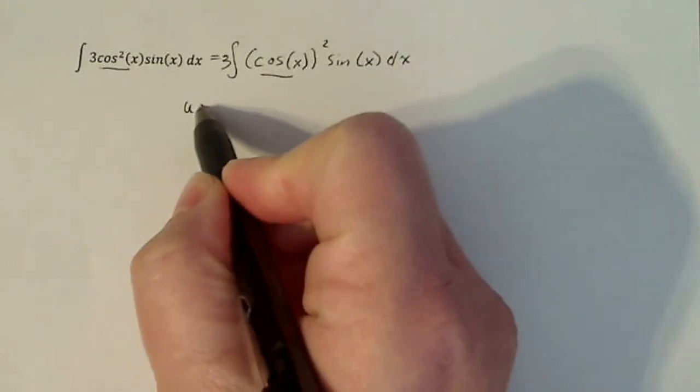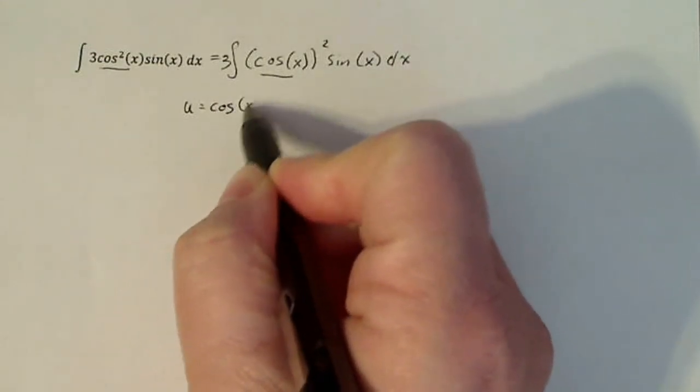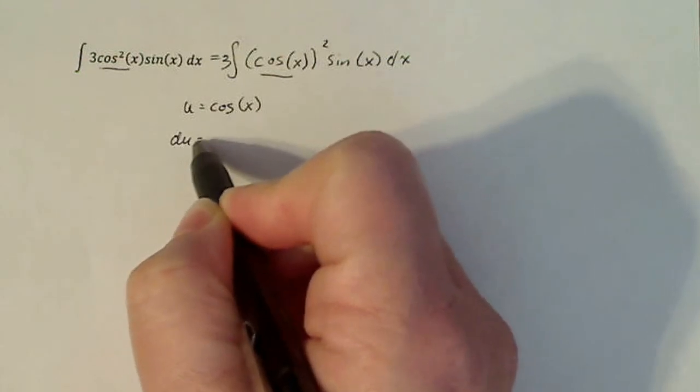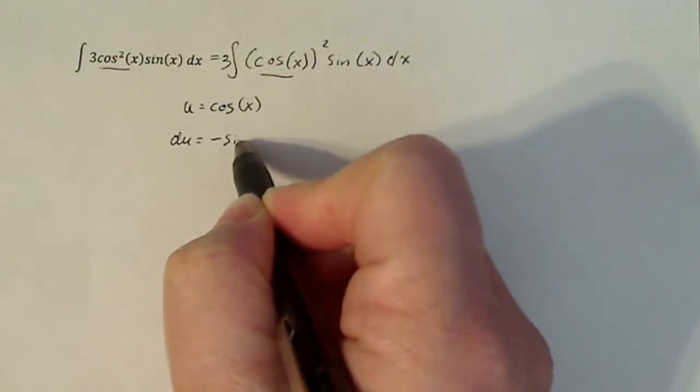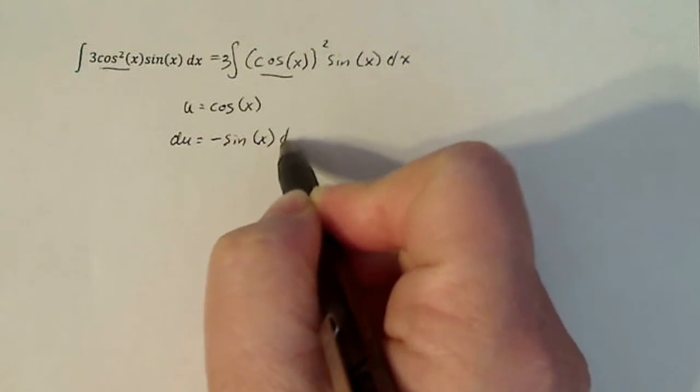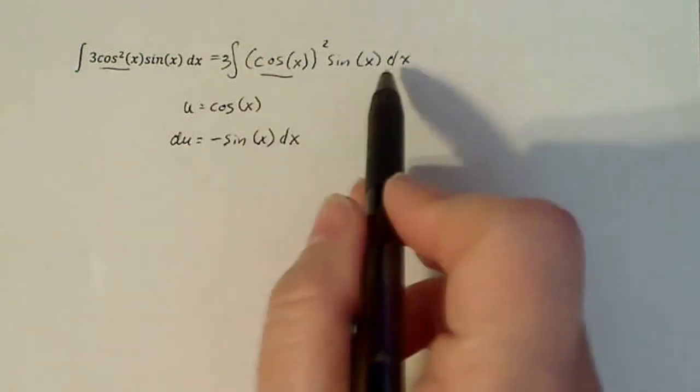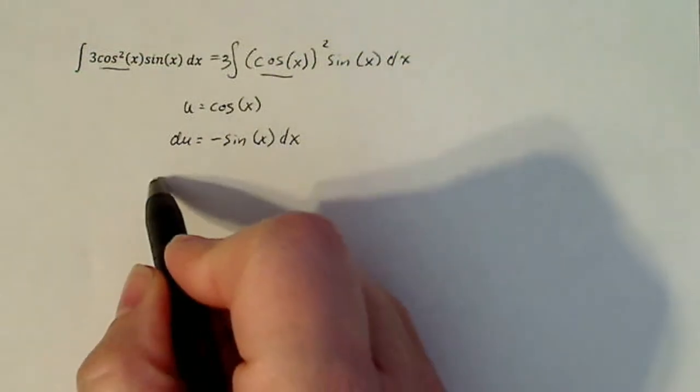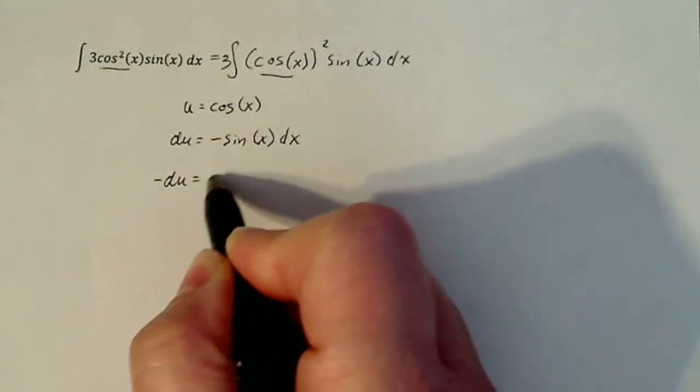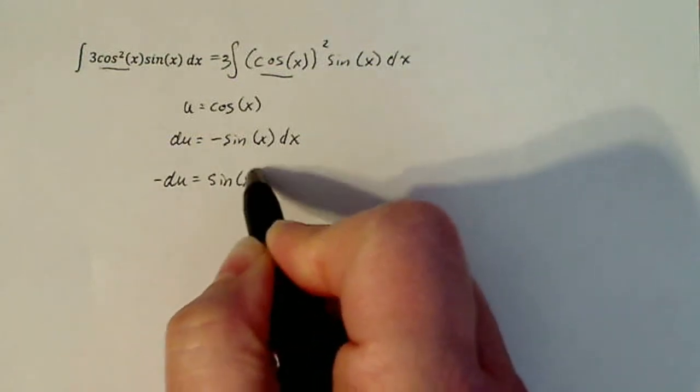So I'm going to let u equal cosine x. Then du becomes, remember, minus sine x dx. Now this is actually positive sine x dx, so I'm just going to change this to minus du equals sine x dx.